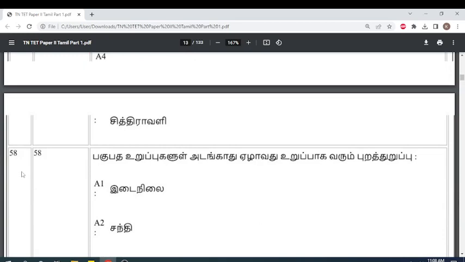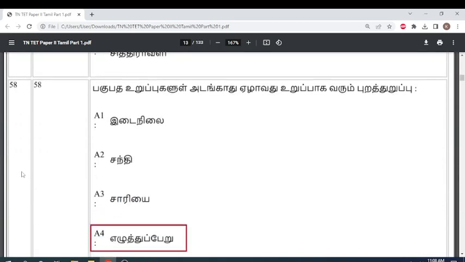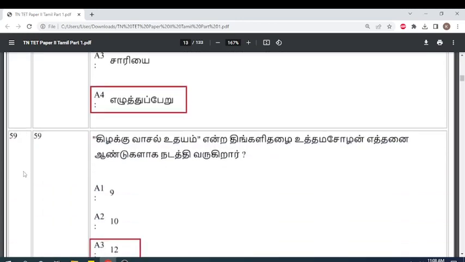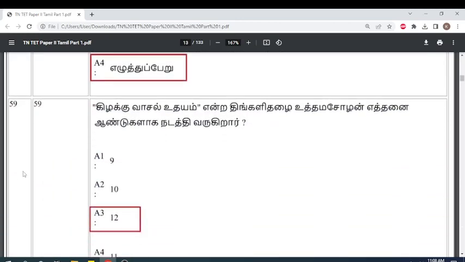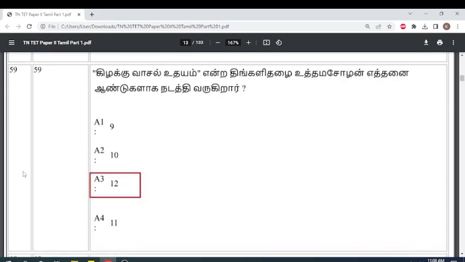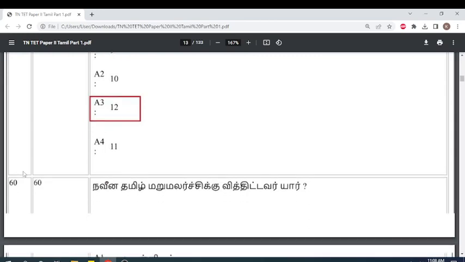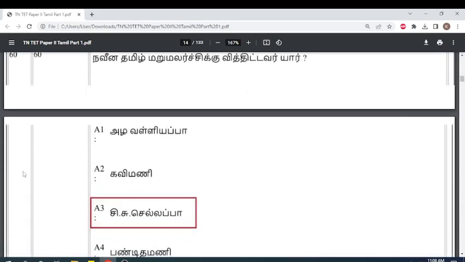58th question answer A4. 59th question answer A3. 60th question answer A3.